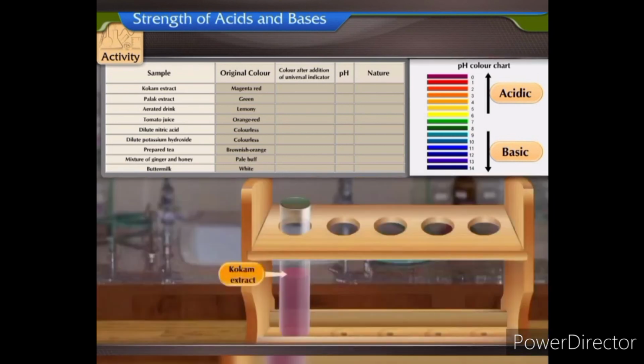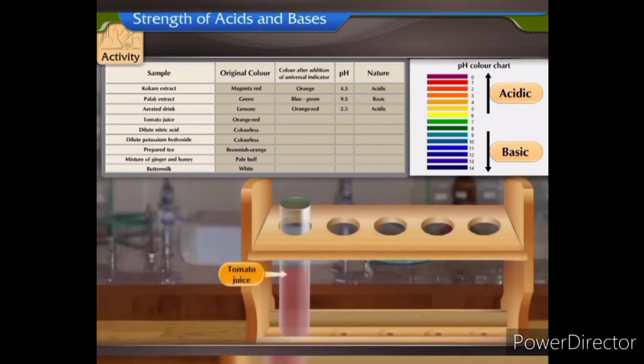Let us begin with kokum extract. What was the original color? It was magenta red. After addition of the indicator, it has changed to orange. The pH is nearly 4.5. Palak extract was originally green, now it has turned blue-green in color. The pH is nearly 9.5. Aerated drink had a lemony color before addition of the indicator. Now it has turned orange-red. The pH is nearly 2.5.